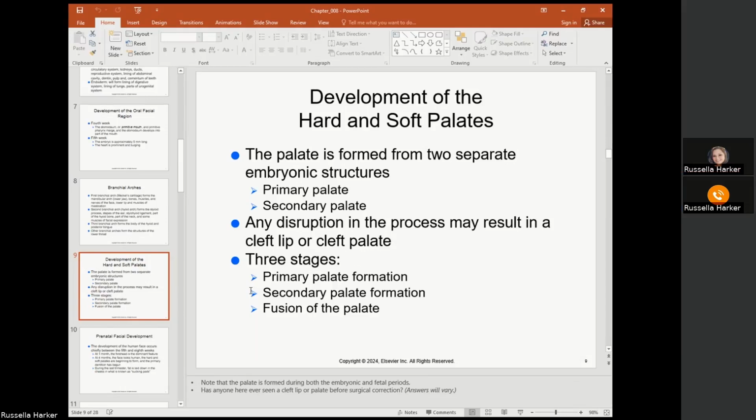So there are 3 stages in the development of the hard and soft palates. They have the primary palate formation, secondary palate formation, and fusion of the palate. The process begins in the 5th week of prenatal development, and the bones continue to fuse and they're no longer visible once it is the full adult palate.